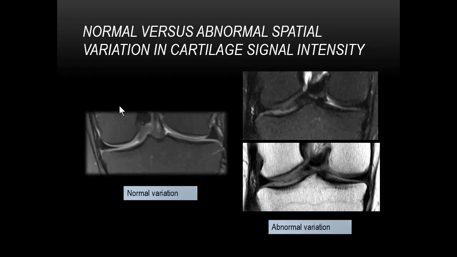The important thing is that we recognize what is the normal variation and what are the drivers of that normal variation. Because one of the earliest changes that we see is a heterogeneous increase in T2 within that cartilage due to damage of that underlying collagen matrix. So here we can see the normal variation within the medial tibial cartilage. Here you see a much thicker high signal intensity area. That cartilage is structurally intact, probably has a little bit of surface fibrillation, but not a focal defect. But clearly we can appreciate the fact that this radial zone is not as thick as it should be.